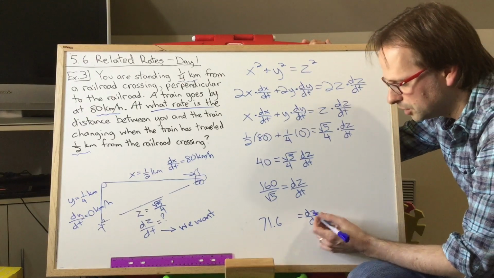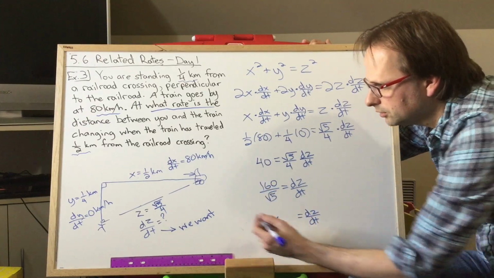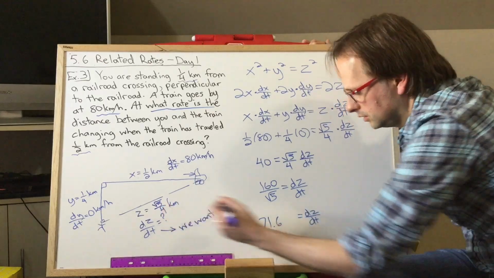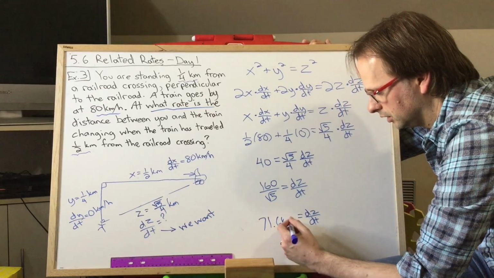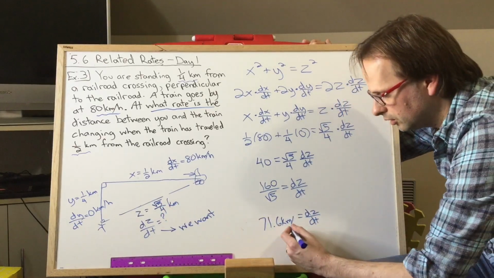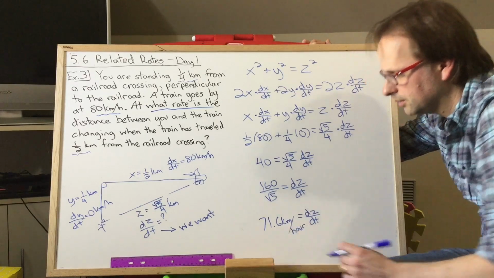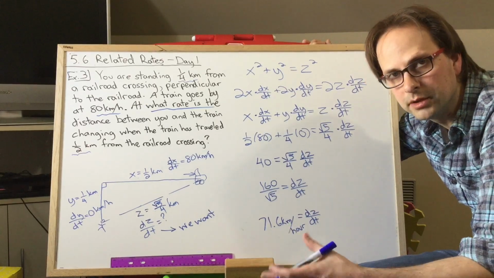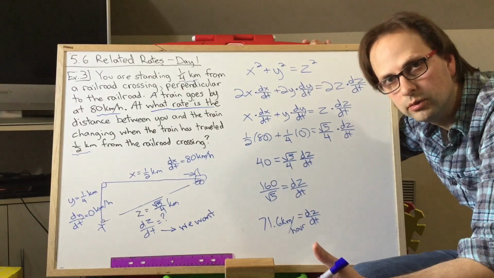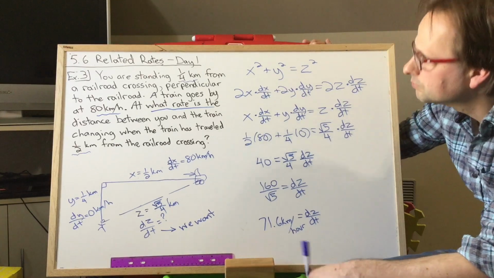And the units are going to be whatever z is in, which is kilometers. Should have put it over here. All the lengths are in kilometers. And all the times are in hours. The last piece of the puzzle is actually answering the question, and we should probably do it in a sentence.